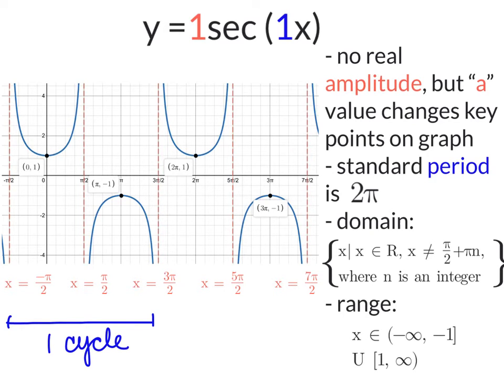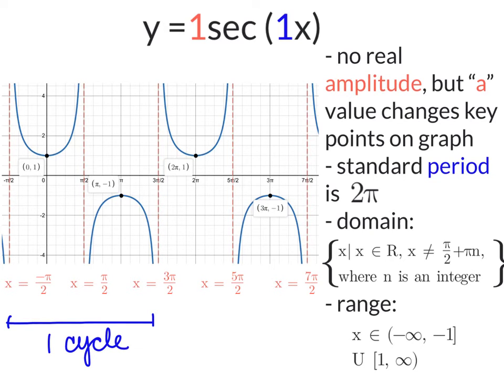So remember, I always start with the first positive asymptote, and then I add whatever the period is after that. So 1/2 pi plus 1 pi gives you 3/2 pi, plus another one, etc. So your domain is x is an element of all real numbers except for wherever there's an asymptote, and that's how you express that, where n is an integer.